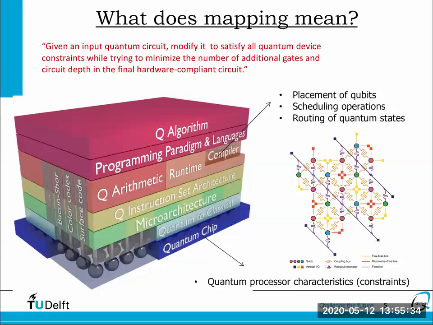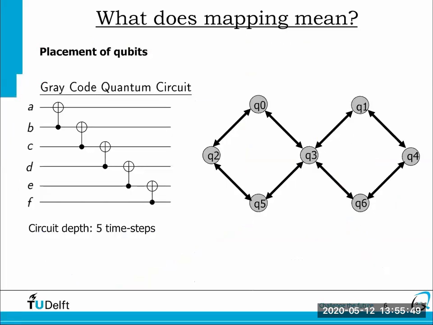Now, let's give an example. Imagine that you have the circuit on the left, that is just the gray code circuit, very simple, that consists of 6 qubits. And on your right, you can see the layout of the coupling graph for a specific chip. This is Surface-7, in which each of the circles is a physical qubit in your device, and the arrows are the possible interactions. In this case, this double arrow means that you can do a two-qubit gate from Q0 to Q2 or from Q2 to Q0.